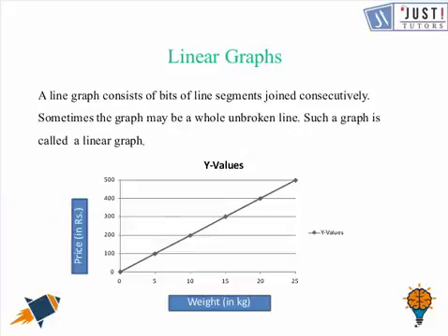Now we can proceed with linear graphs. A line graph consists of bits of line segments which are joined consecutively, like this line segment, this line segment, this line segment, this one and this one. Sometimes the graph may be a whole unbroken line, like in this case. Such a graph is called a linear graph. So this is an example of a linear graph.